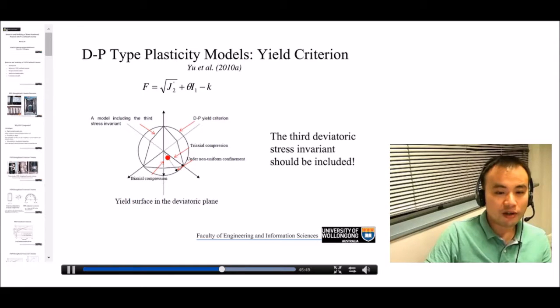And for concrete under non-uniform confinement, it's somewhere in between, along this curve. If you cannot make the two extreme cases right, you cannot predict concrete under non-uniform confinement correctly. So in order to address this issue, what we need to do is use a non-linear shape for the yield surface in the deviatoric plane. This means the third deviatoric stress invariant should be included. That's why some of the existing studies have done this, and that makes sense.